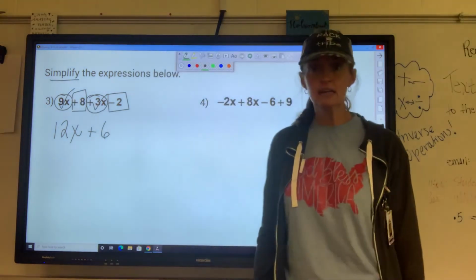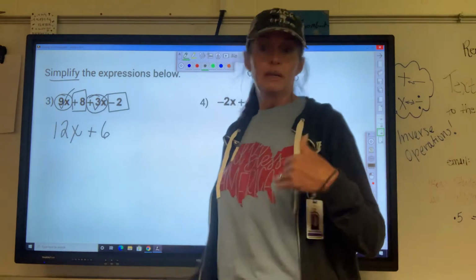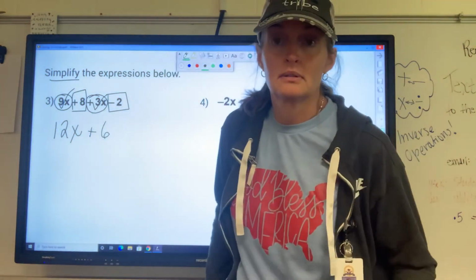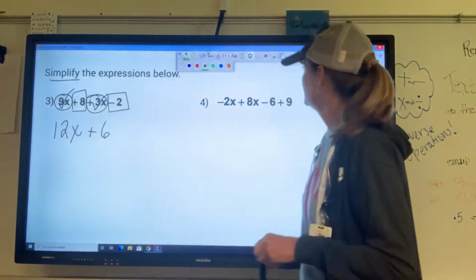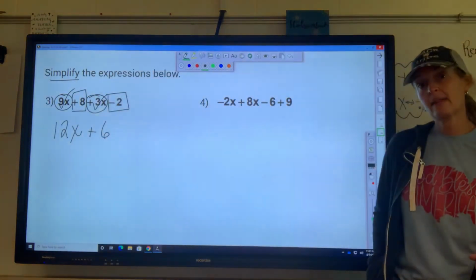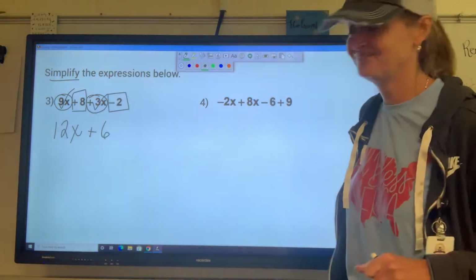Did we simplify it? Yes, we did. We went from 4 terms to 2 terms. We can't solve it. There's no equal sign. This is all about simplifying an expression. All right. What do you think about that? Got some lemons going on?